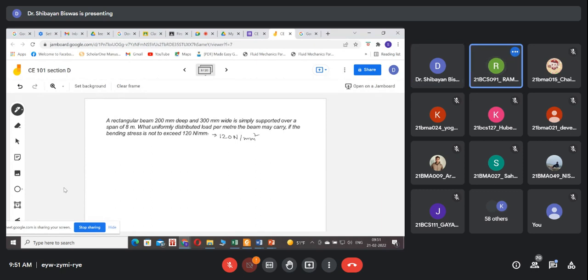45 kilonewton. First of all, should the unit be kilonewton, or would it be a different unit? Uniformly distributed load per meter of the beam, so either it will be kilonewton per meter or newton per meter. So that unit should come. First of all, second is that the value is wrong. So please check once again.